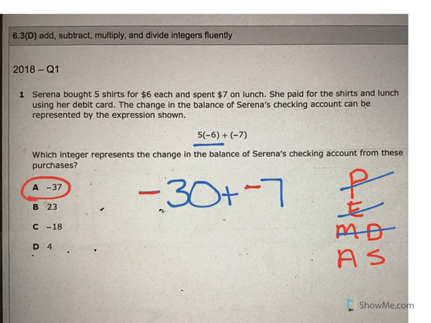Why again? Well, I spent $30, then I spent $7 more. That means I spent a total of $37. And my balance is going down because I'm taking money away because I'm buying goods. So again, if they're both negative, you add them up and your answer is negative. So my answer was A, negative $37.